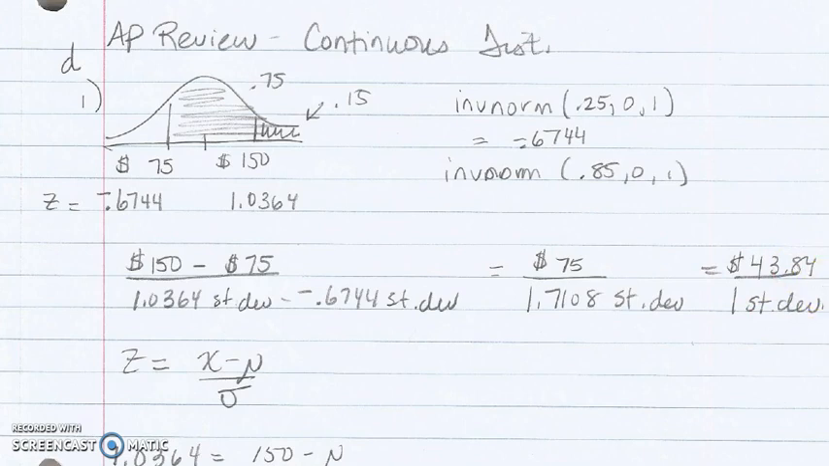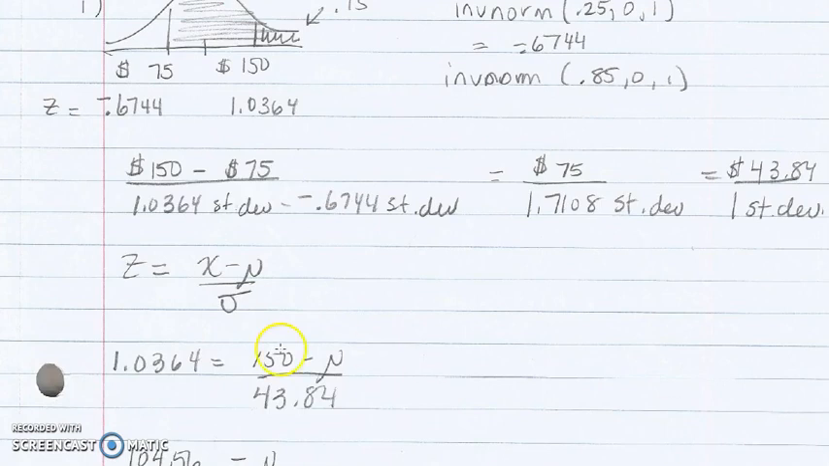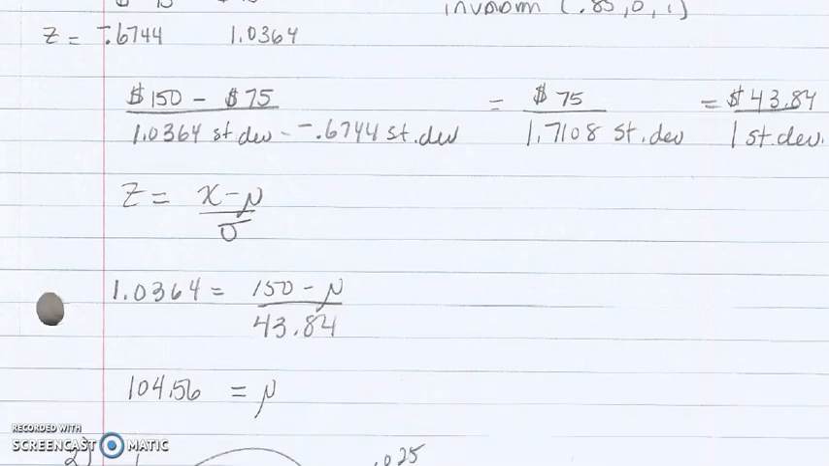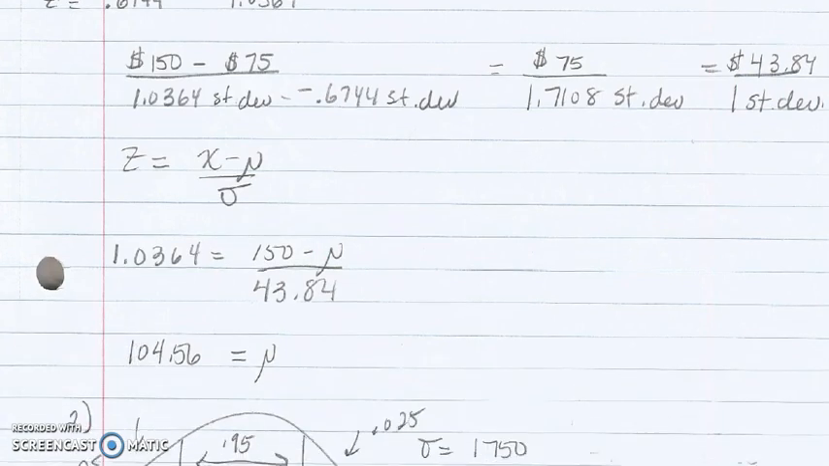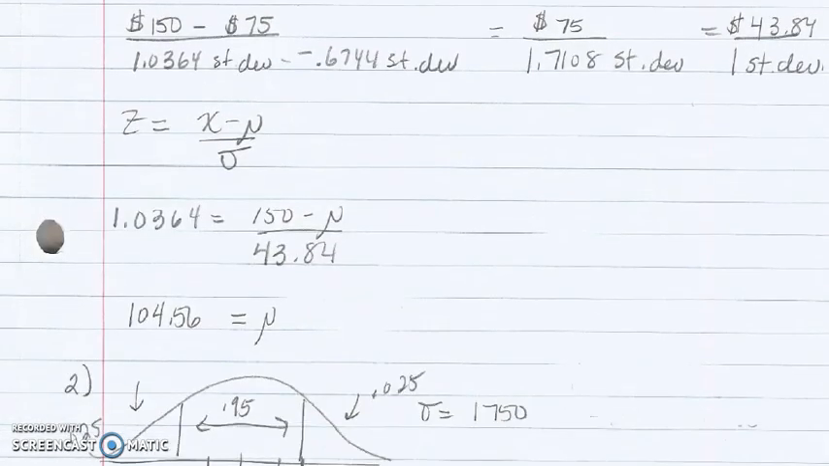Well, now that I know the standard deviation, I just went back to my z formula and I picked one of these numbers. It doesn't matter which you pick. I picked $150 and I put it in for x. I put its corresponding z-score, 1.0364. I still don't know the mean, but now I do know the standard deviation is 43.84. And now it's just a matter of solving algebra to solve for the mean. And so the mean is $104.56, which I don't even know that I wrote down the letter. It must be D. I don't even think I put the letter up here. Yeah, D is the correct answer.